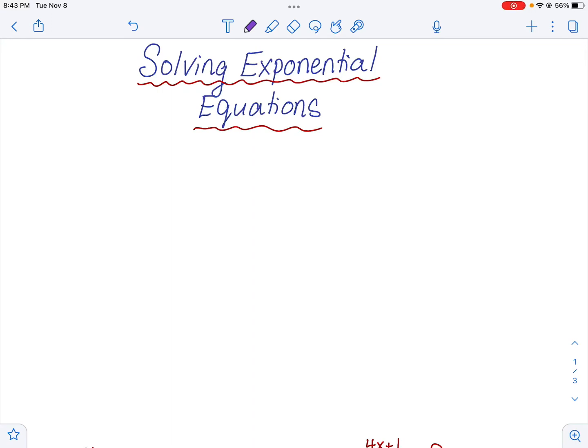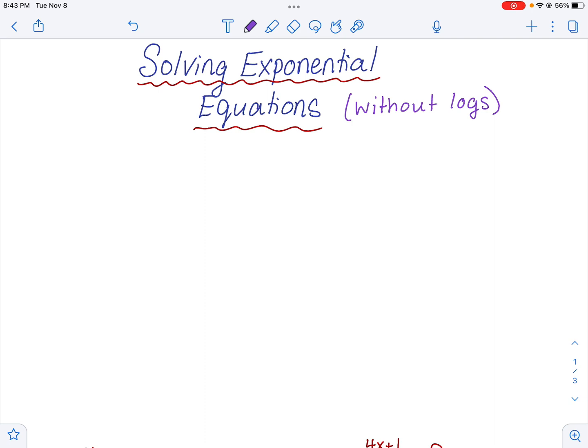This is a video on solving exponential equations without using logs. So, without the logarithms. For this method, we're going to make common bases.